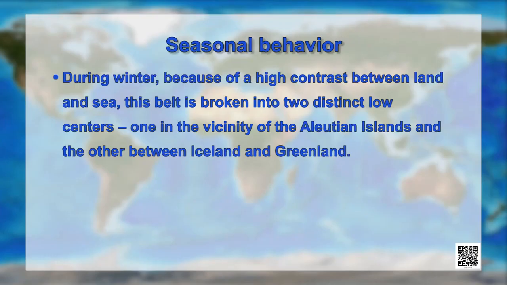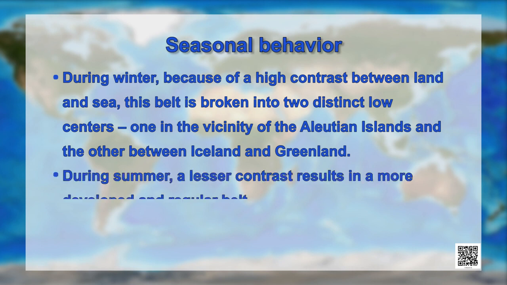Seasonal behavior. During winter, because of a high contrast between land and sea, this belt is broken into two distinct low centers, one in the vicinity of the Aleutian Islands and the other between Iceland and Greenland. During summer, a lesser contrast results in a more developed and regular belt. The climate of this area is a contrast between cold and warm air masses. It produces polar jet streams which encircle the Earth at 60° latitudes and are focused in these low pressure areas.